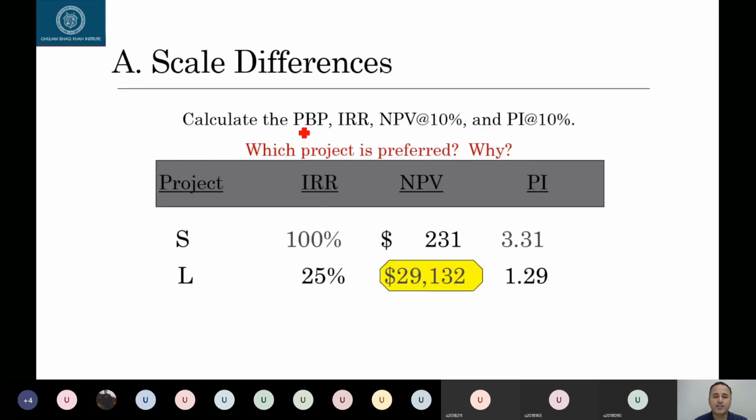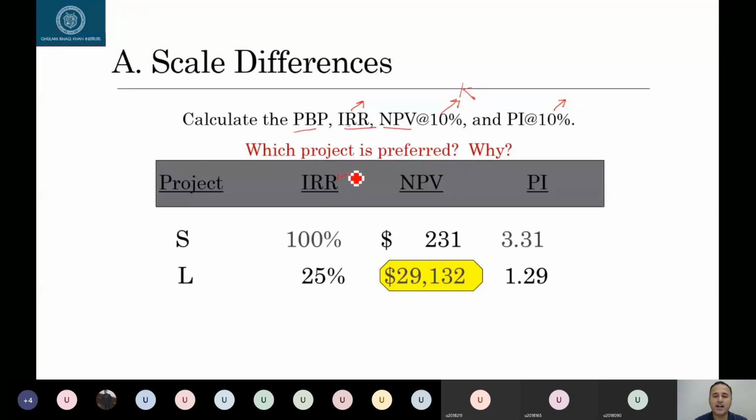So if I calculate the payback period, the IRR, and NPV, of course, for NPV, you have to pick K. For IRR, we have to calculate K, which is like the required rate of return. Here, for NPV, the required rate of return is given. For PI, the required rate of return is also given. So let's say if I ask you a question, which project is preferred and why.